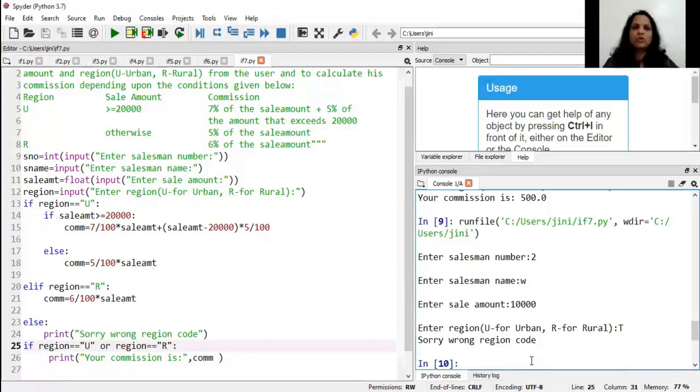Is that clear? So if you want to avoid it, though I thought I would be telling you this concept later, you could even do this.